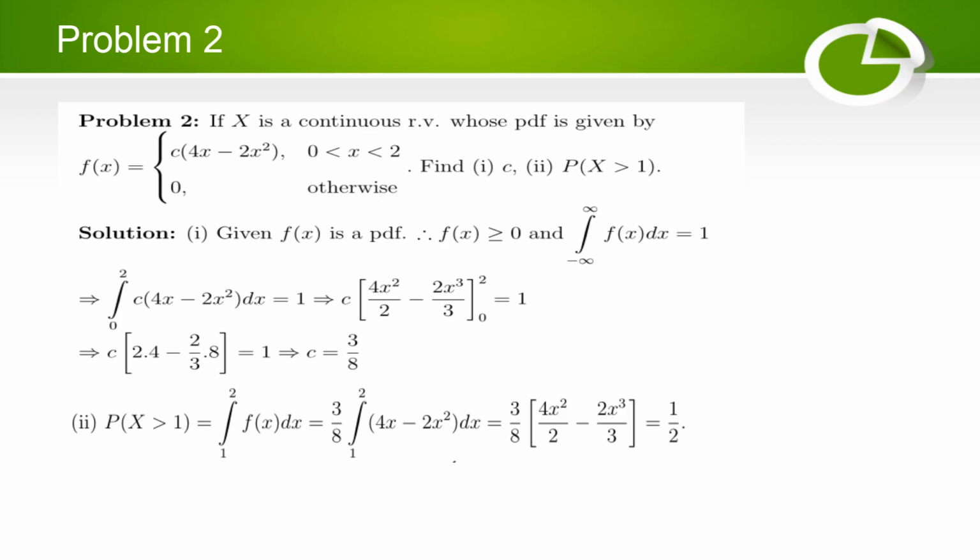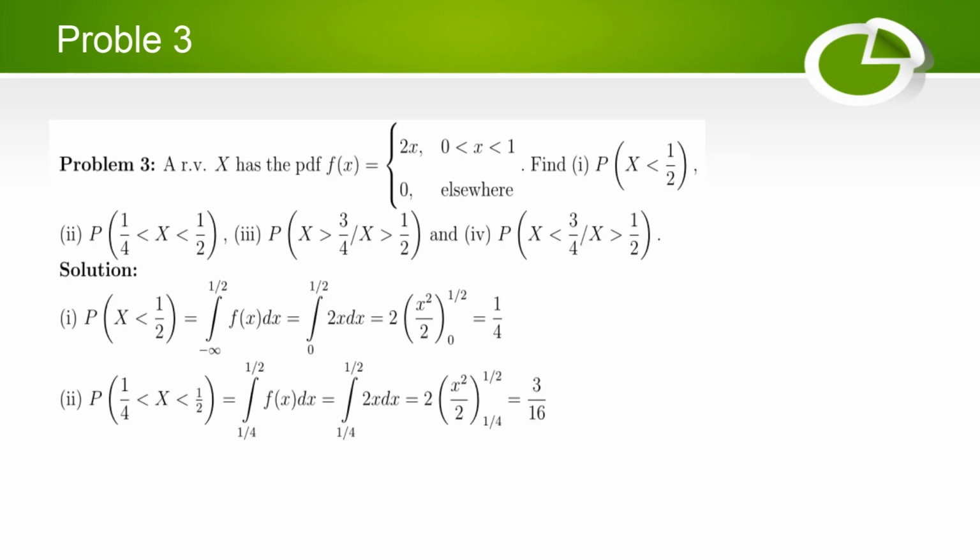P of x greater than 1 equals the integral from 1 to 2 of f(x) dx, which equals 3 by 8 times the integral from 1 to 2 of (4x minus 2x squared) dx, which equals 3 by 8 into 4x squared by 2 minus 2x cubed by 3, which equals 1 by 2.